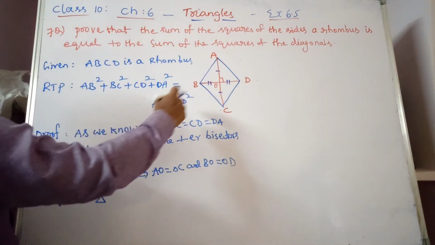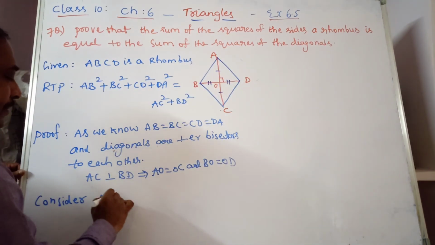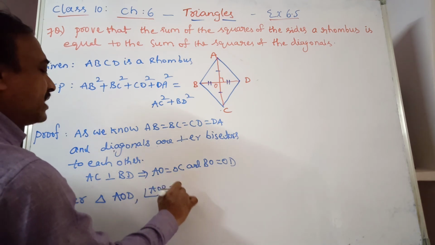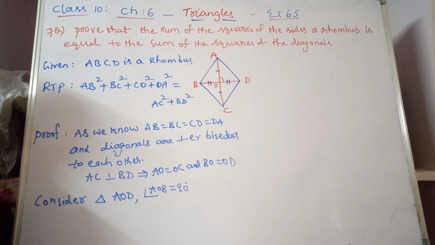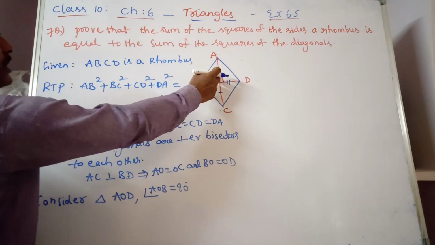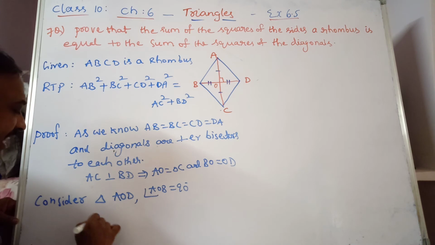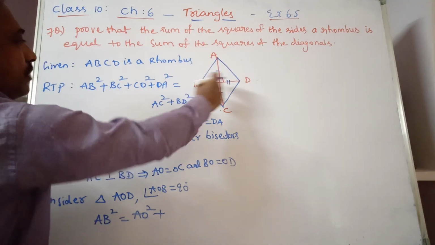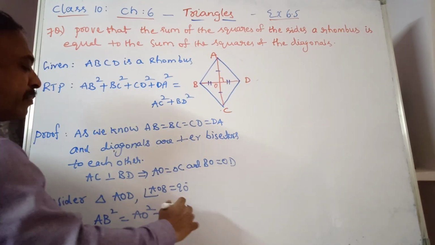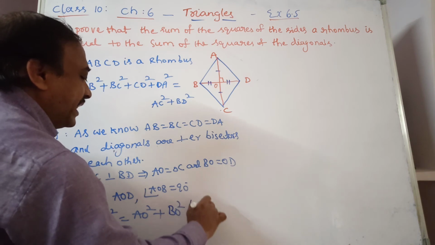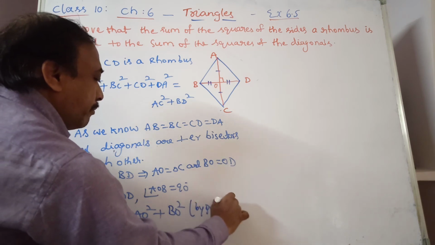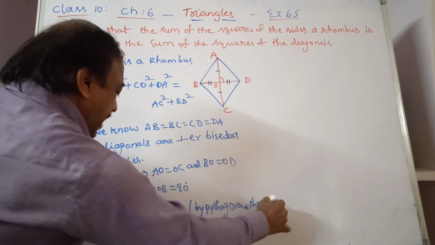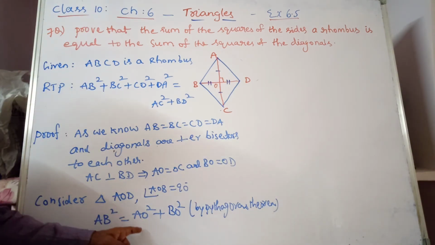triangle AOB. Observe it. Angle AOB is equal to 90 degrees. So according to the Pythagoras property, opposite to 90 degrees, hypotenuse square is equal to AB square is equal to AO square plus BO square, which is by Pythagoras property or theorem. So now AB square is equal to AO square plus BO square.